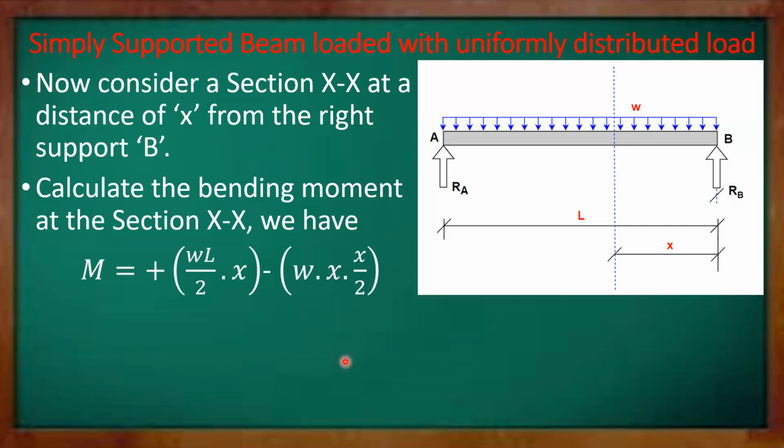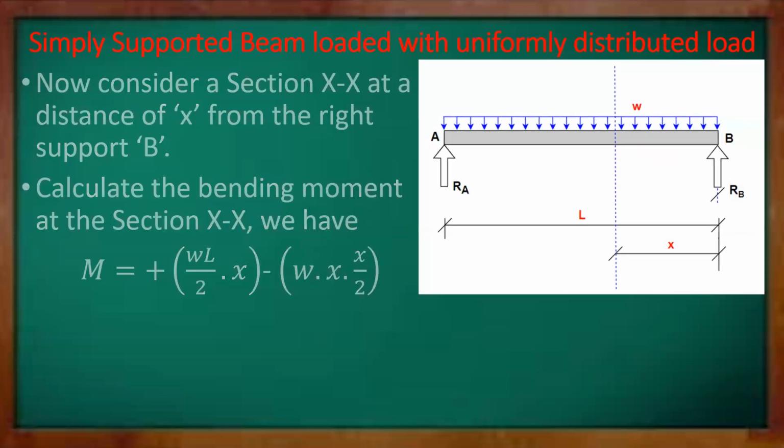As usual, we consider a section XX at a distance of small x from the right support B. At this section XX, the bending moment is M equal to plus RB, that is WL by 2 times x, which is in the anti-clockwise direction. And clockwise direction we have the UDL, which is W into x into x by 2, where x is the distance for which the loading acts and the CG distance accordingly.